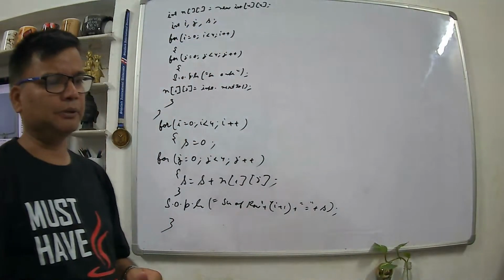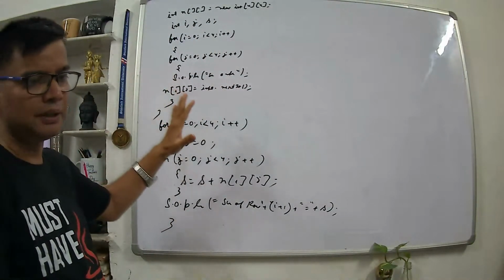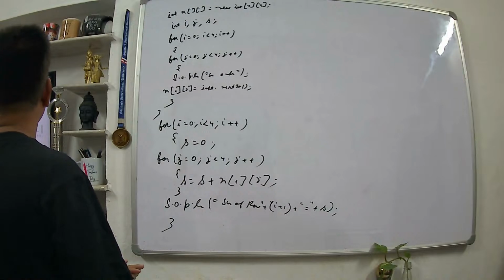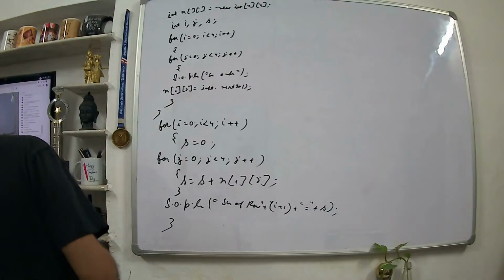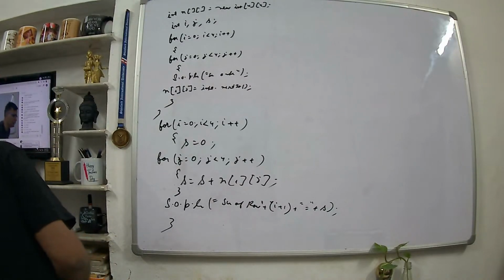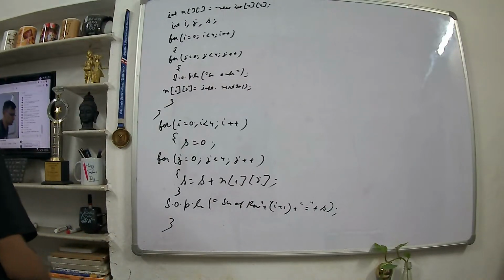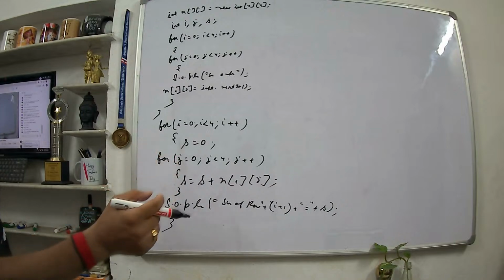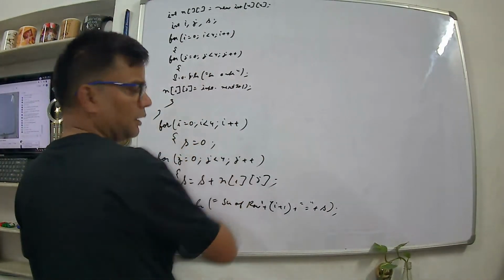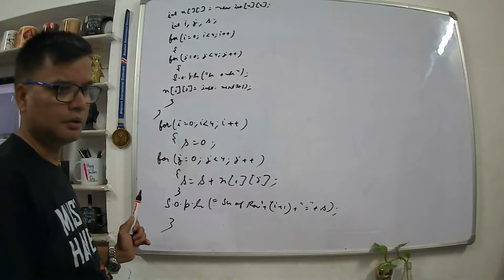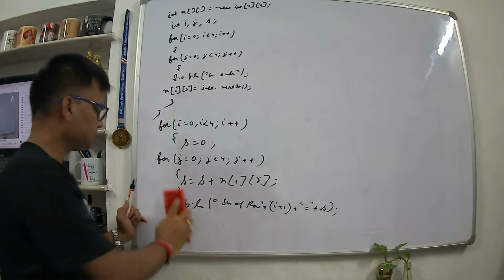So I hope this double dimension array program is clear to everyone. Okay, so this is done. Now I again take another. Moving on to the next one.